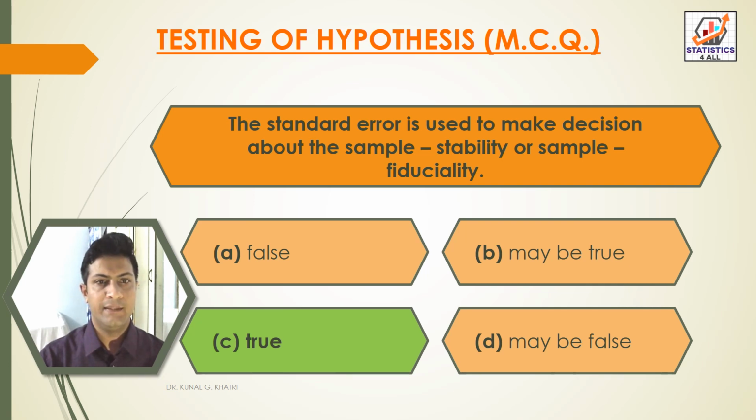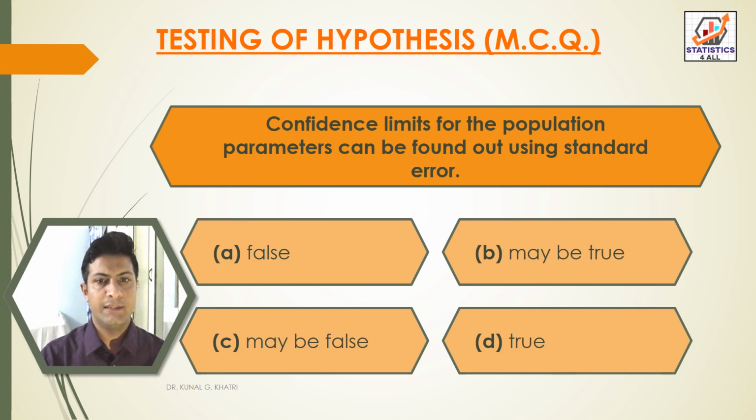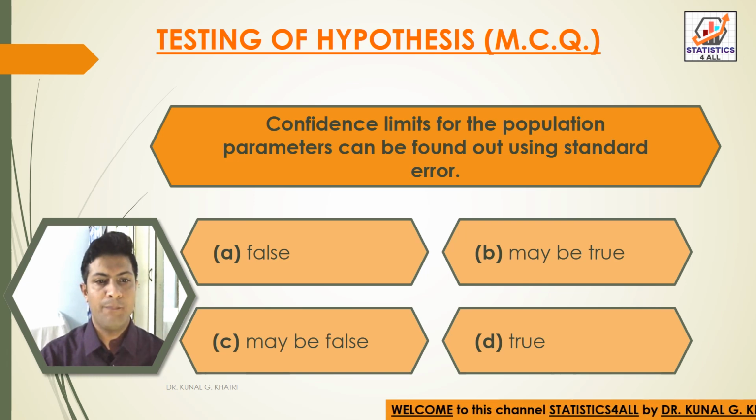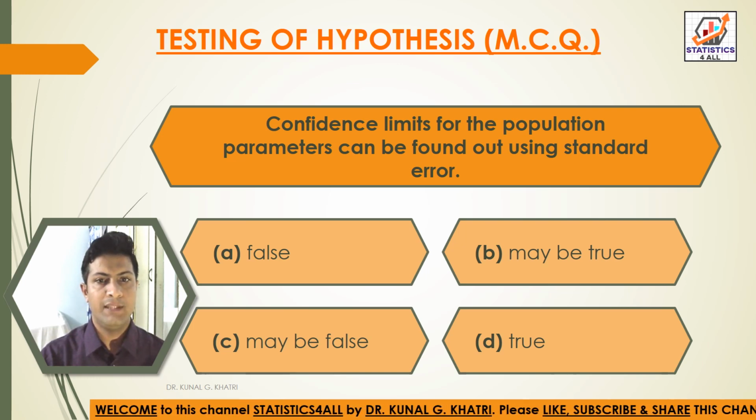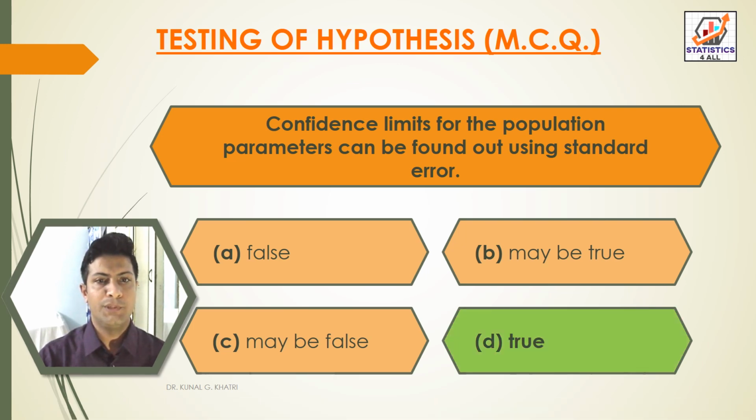Next question. Confidence limits for the population parameters can be found out using standard error. Option A false, option B may be true, option C may be false, option D true. So here we have answer option D true. Confidence limits for the population parameters can be found out using standard error.